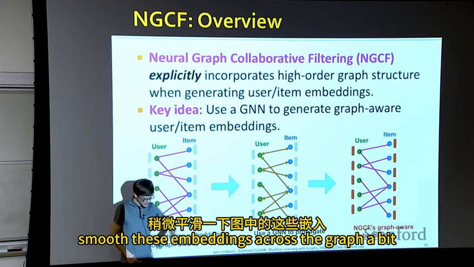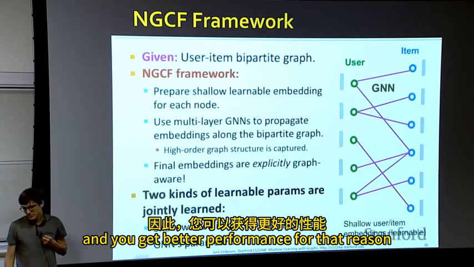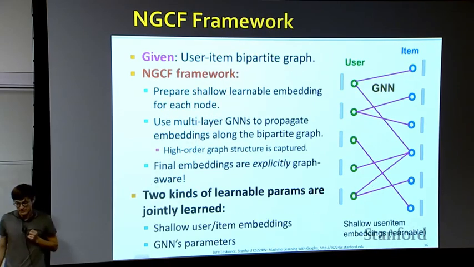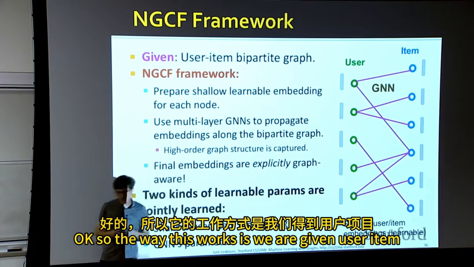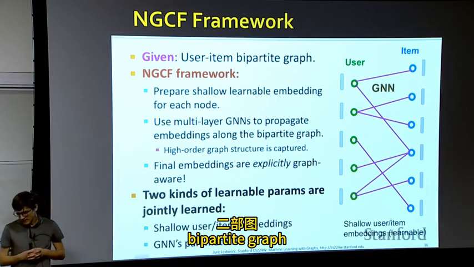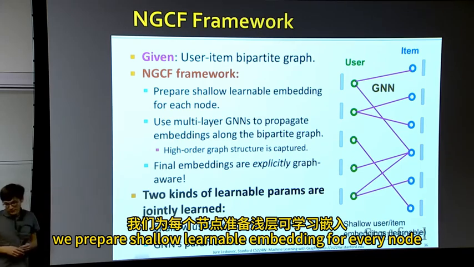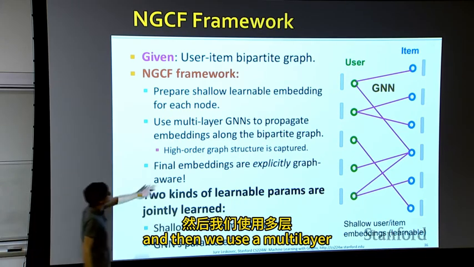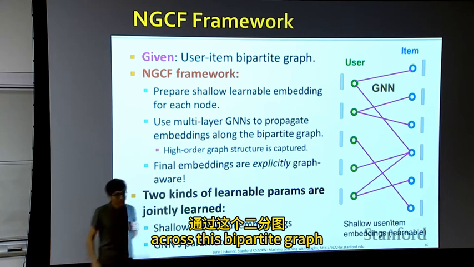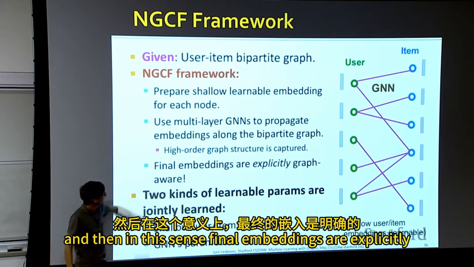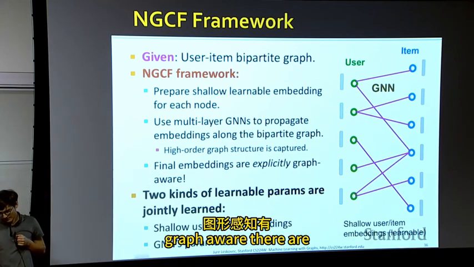Smooth these embeddings across the graph a bit, you enrich them, and you get better performance for that reason. Okay? So the way this works is we are given a user-item bipartite graph. We prepare a shallow learnable embedding for every node. And then we use a multi-layer GNN to propagate embeddings across this bipartite graph. And in this sense, final embeddings are explicitly graph-aware.